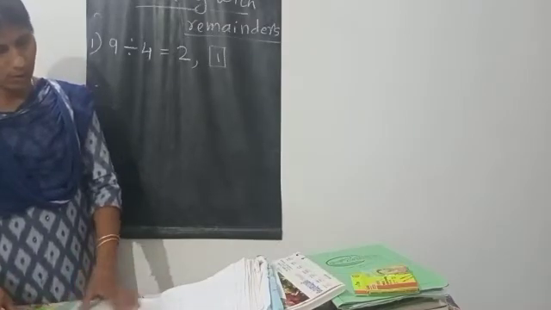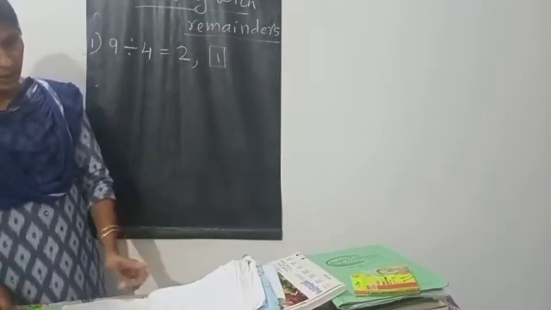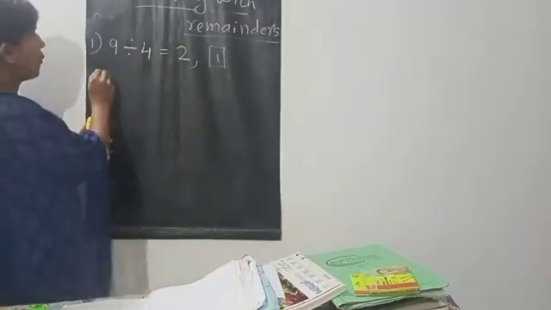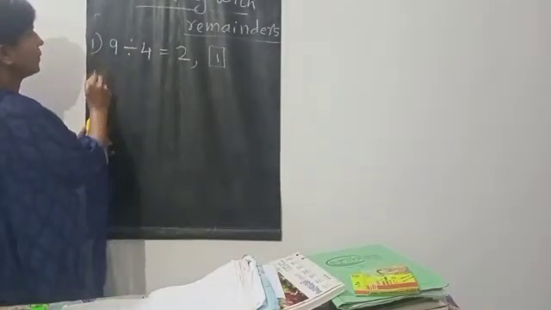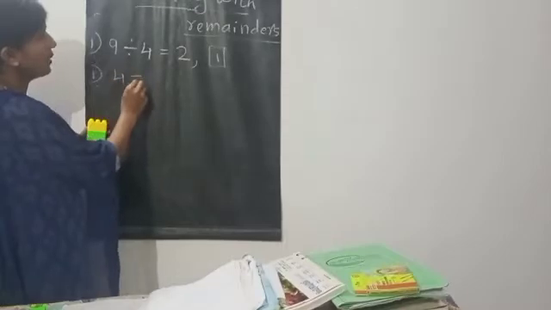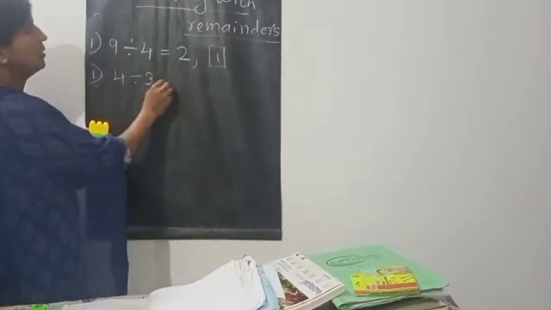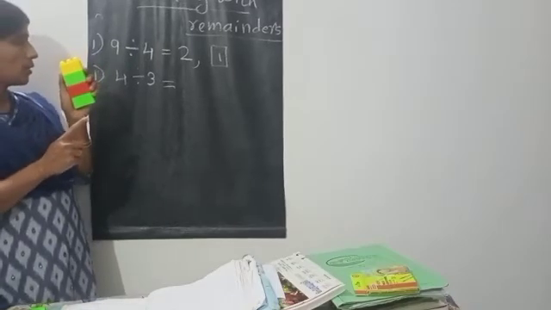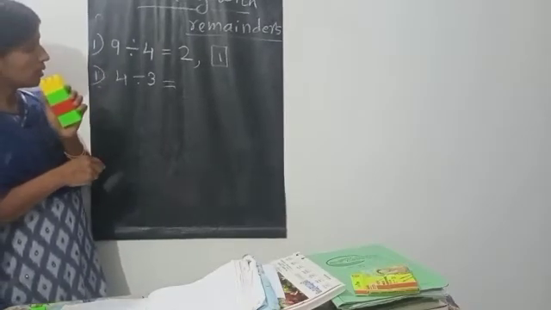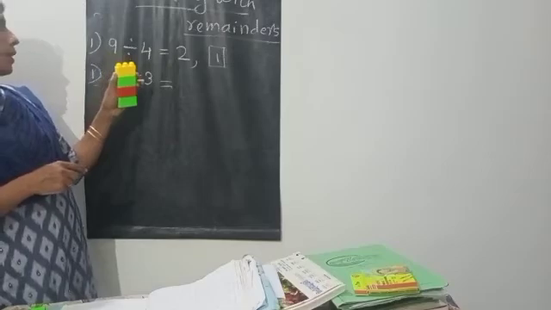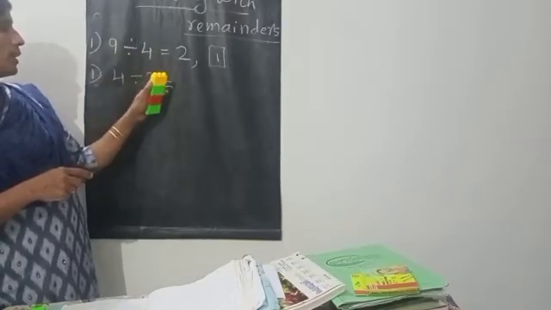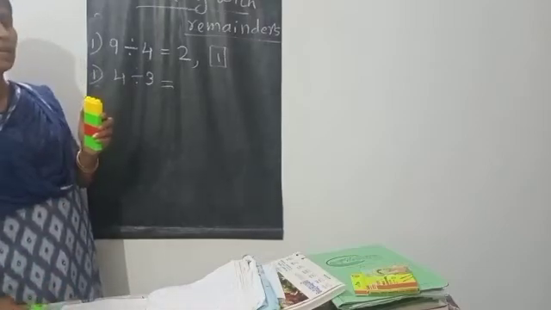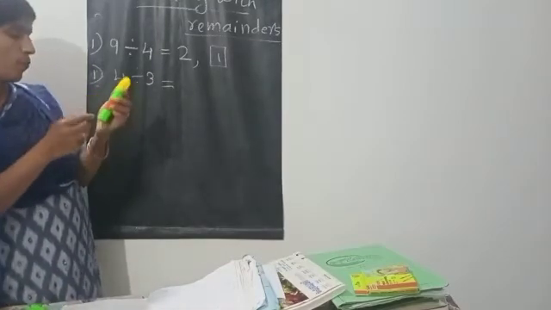Then we can try another one. 4 divided by 3. This is for 4 bricks, 4 building blocks. Here we are going to find how many times we can take 3 from 4.